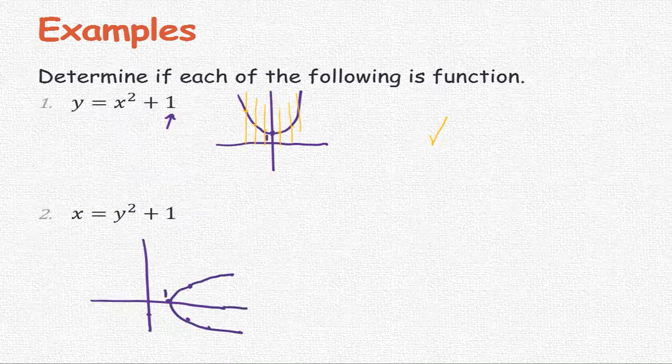Use the vertical line test. Just one vertical line already shows that there are two intersection points. That means this one is not a function because it fails the vertical line test.